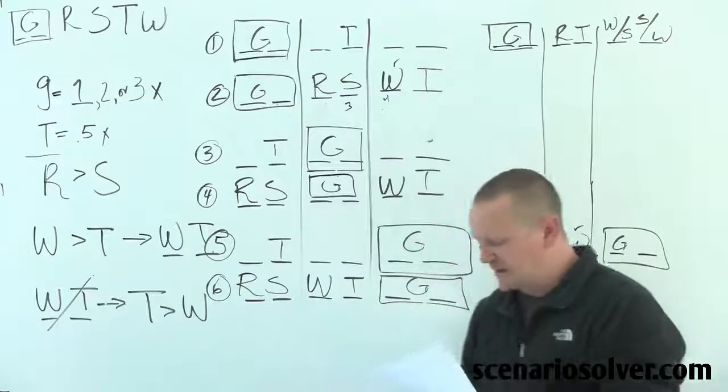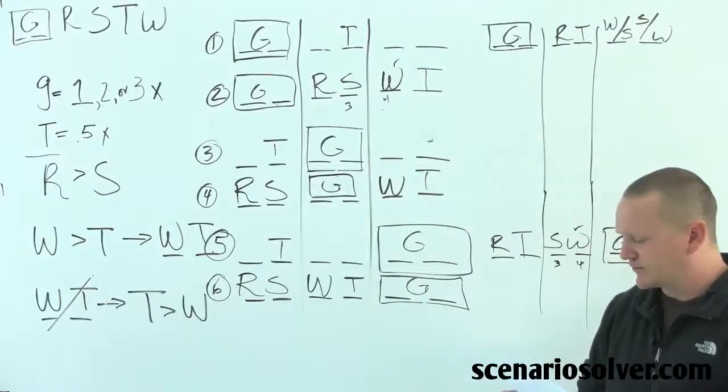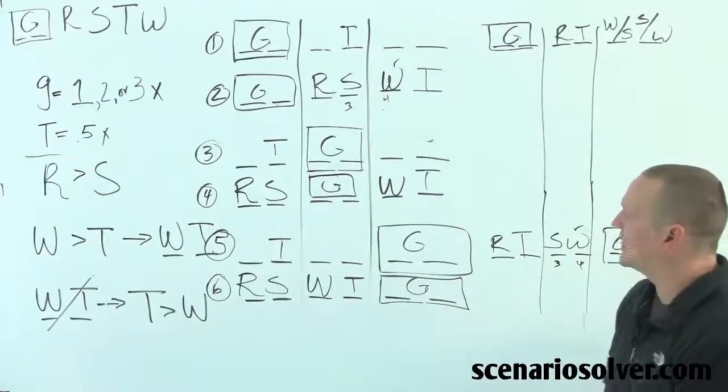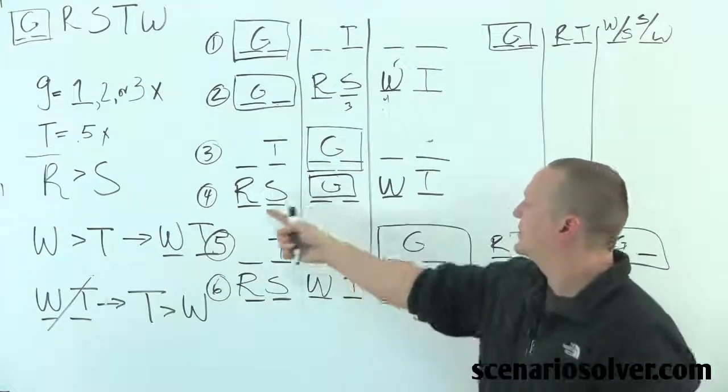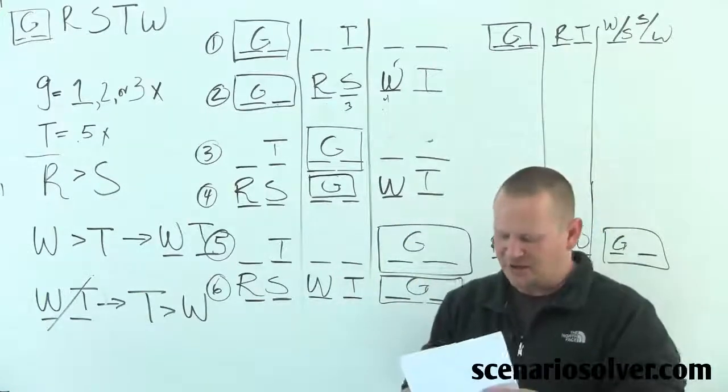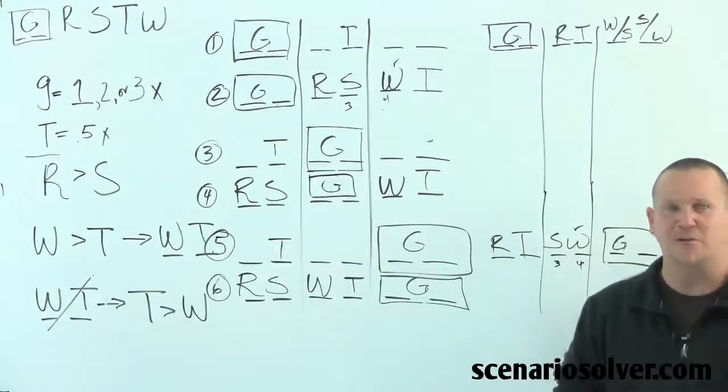And then let's look at E. If G is not shown first, then it is shown later than T. Well, look at 4. G isn't first, and it's earlier than T. So that's automatically out. Okay, so I have now eliminated 3.